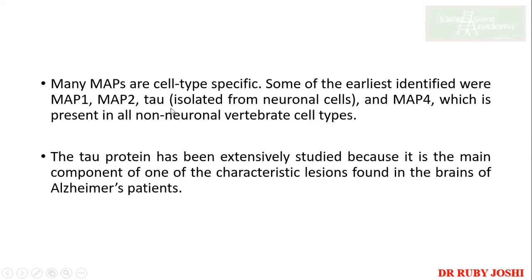So we know about the tau proteins, right? We say that if tau proteins get misfolded, they result in neurological disorder, for example, in the case of Alzheimer patients. Okay, so tau protein, which is present in neuronal cells, is actually a type of microtubule associated protein. So we have got in the neuronal cells MAP1, MAP2 and tau proteins, and MAP4 is present in the non-neuronal cell types. So the tau protein has been extensively studied because it is a main component of one of the characteristic lesions found in the brains of Alzheimer patients.